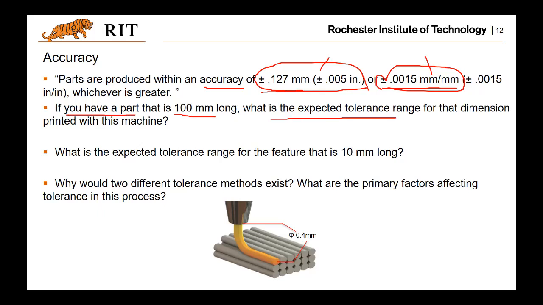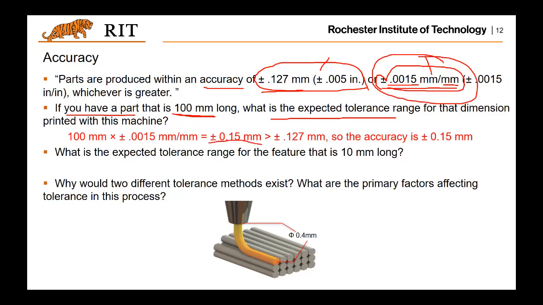So what will be the tolerance range for the dimension printed with the machine? What we want to do is compute its error utilizing this one, because the length of the part is 100 millimeter. For 1 millimeter, you probably will have 0.0015 millimeter error. And it turns out for 100 millimeter, the error is 0.15 millimeter. Compare with this one, it turns out you will have the ultimate accuracy because this 0.15 is greater than 0.127.